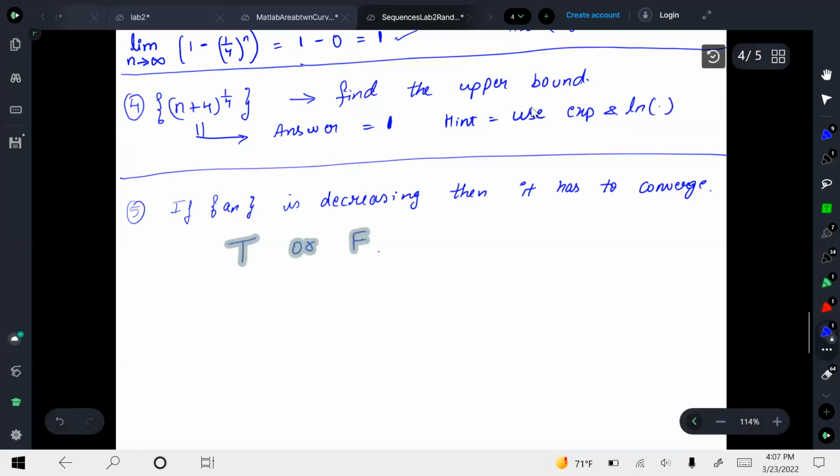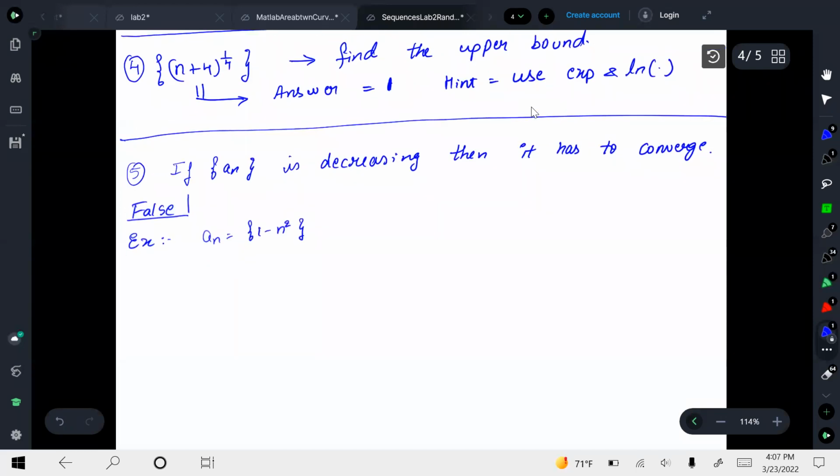So my answer is false. Okay, I say that this statement is false. Why? I will give a counter example. I will take a sequence a_n equal to 1 minus n square. Now the sequence is decreasing. How? Because I have 1 minus n square.